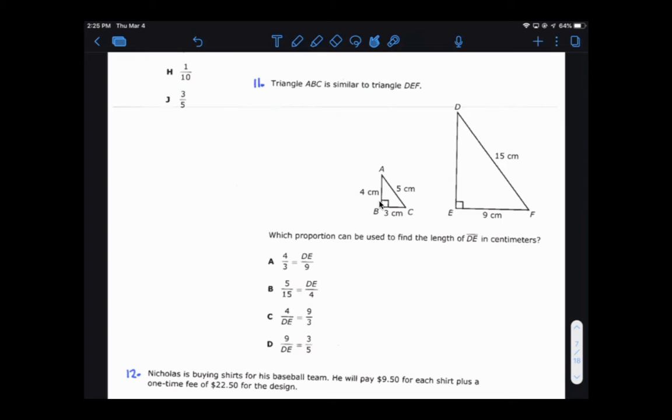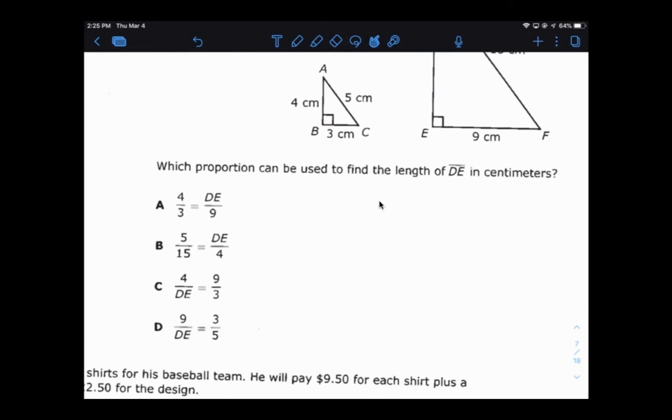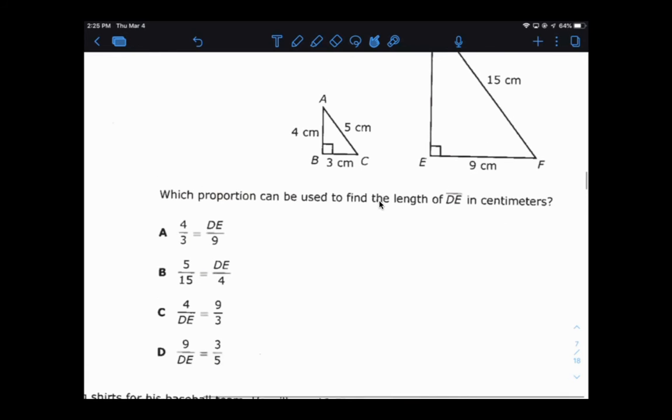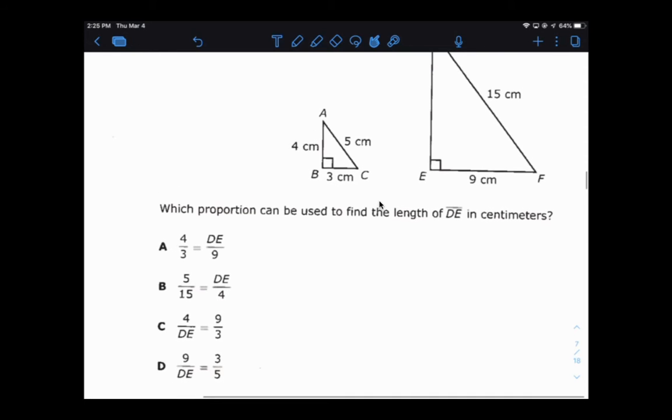We're going to go over the next five problems on our study guide. I will solve with you problems 11 through 15. All right, so the first problem we're working with today is 11. It says triangle ABC is similar to triangle DEF. The question here is which proportion can be used to find the length of DE in centimeters?